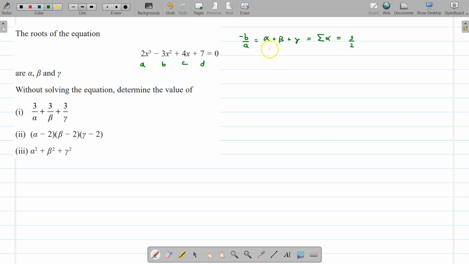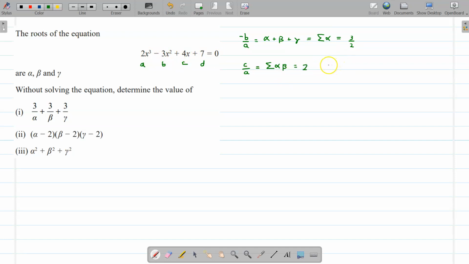And then we need to know what the sum of the product pairs is, and that's C over A. So C over A is equal to the sum of the product pairs, abbreviated like that. What that means is alpha beta plus beta gamma plus gamma alpha, and that's equal to C over A, and C is 4 over 2, which is 2.